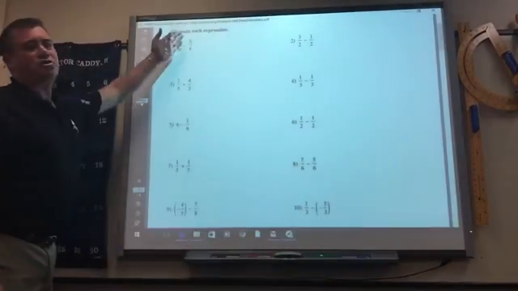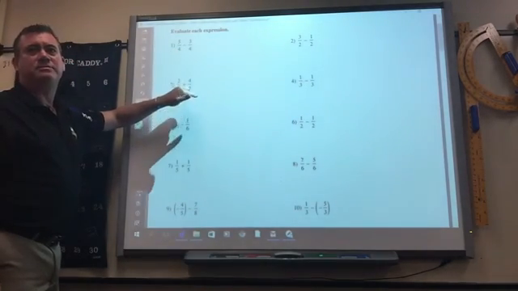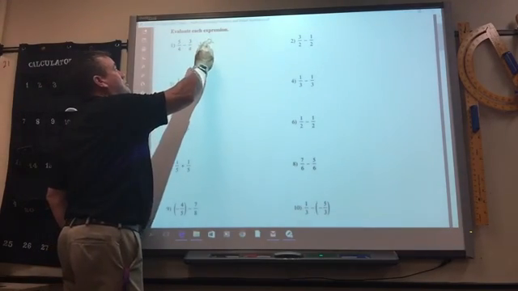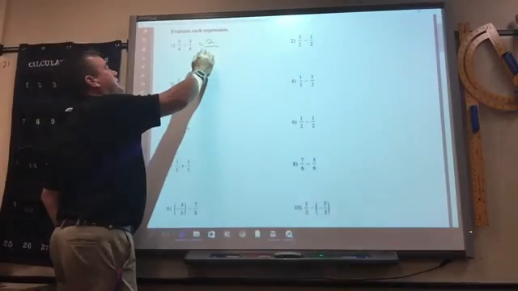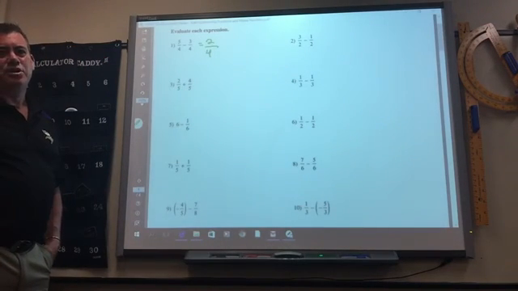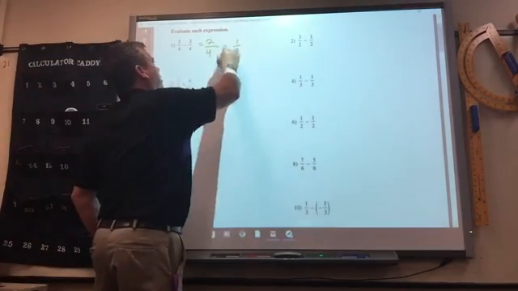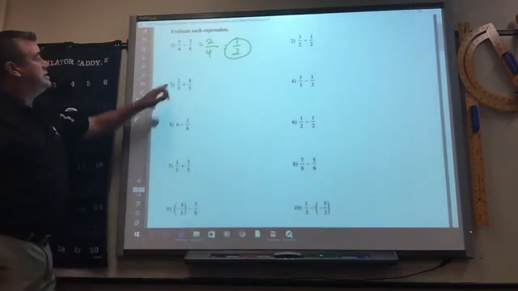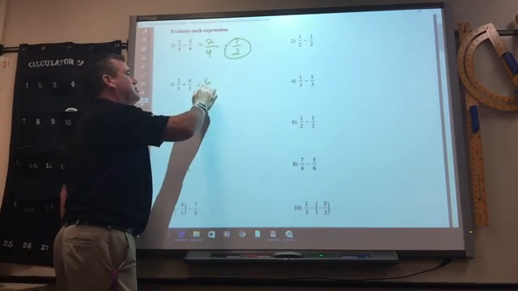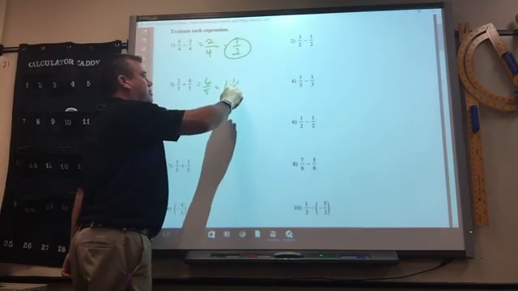So, the first two are simple because they have a common denominator. So 5 minus 3 is 2. Remember, the bottom stays the same. Do you want to simplify? Yeah. So then what does that make? 1/2. 2/5 plus 4/5 is 6/5. 1 1/5.